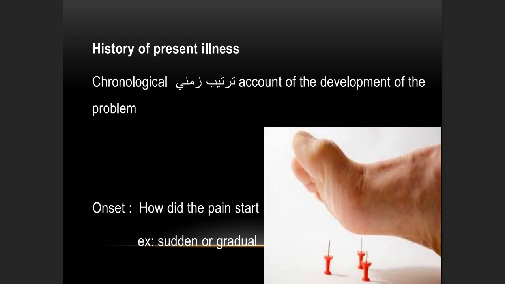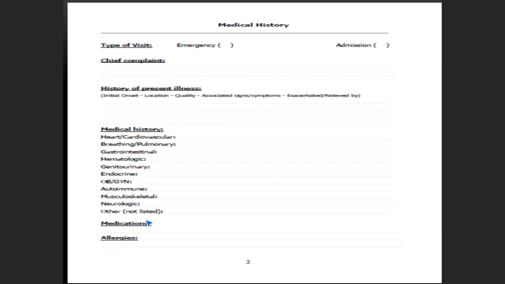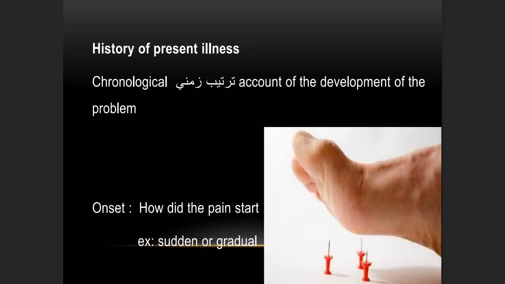Now coming to the second part. We have finished history and chief complaint. Now we are going with history of present illness. What do we mean by history of present illness? It is a chronological account of the development of the problem. How did the problem develop, or how did the problem start? All these details will be mentioned here in history of present illness.